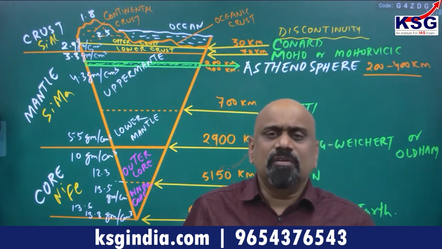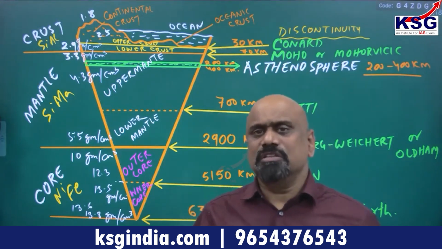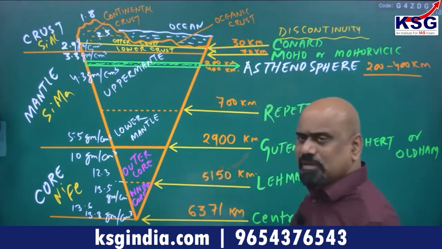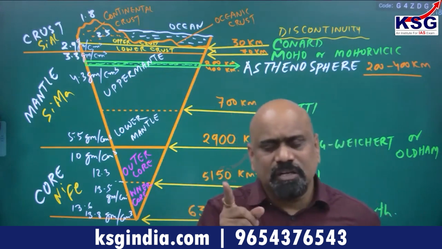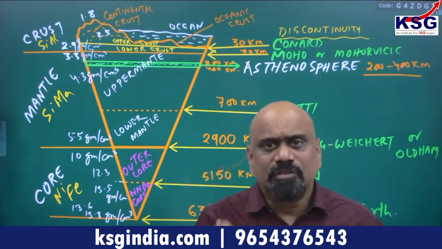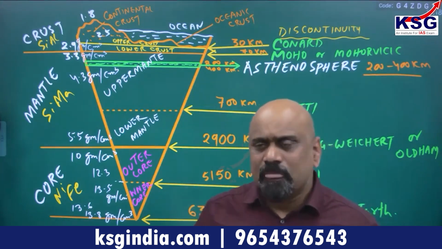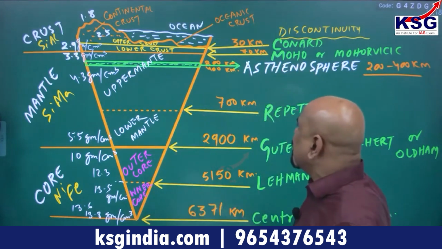Crust can be divided into two parts, like upper and lower crust. They are separated by the Conrad discontinuity. Remember, the name of the discontinuity is given as per the scientist who discovered it. The Conrad discontinuity is at around 30 km depth.